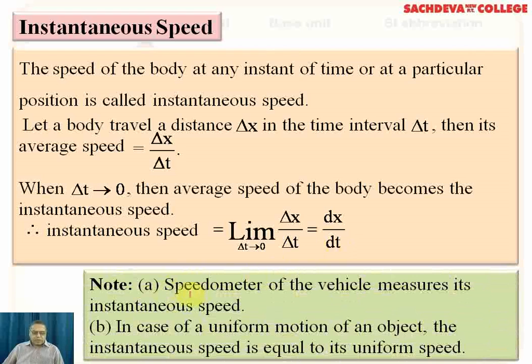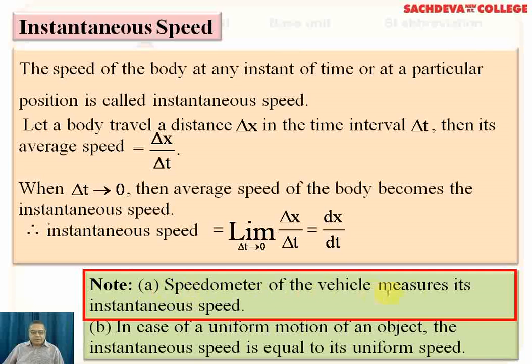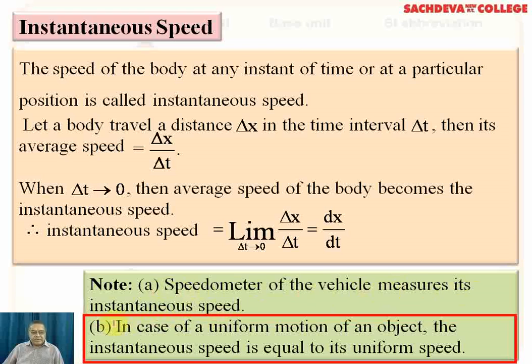Now we have to note that in a car or any automobile, the speedometer of the vehicle will record its instantaneous speed. In case of uniform motion of an object, the instantaneous speed will be equal to its uniform speed.